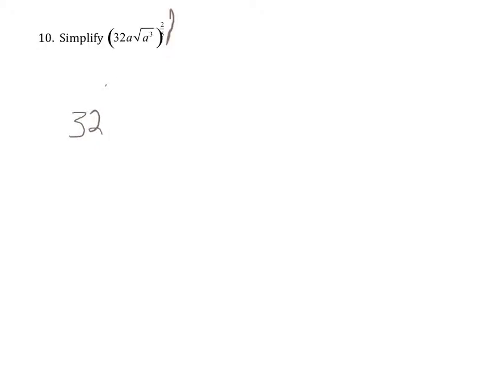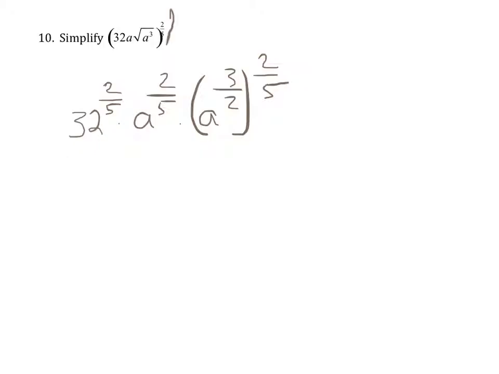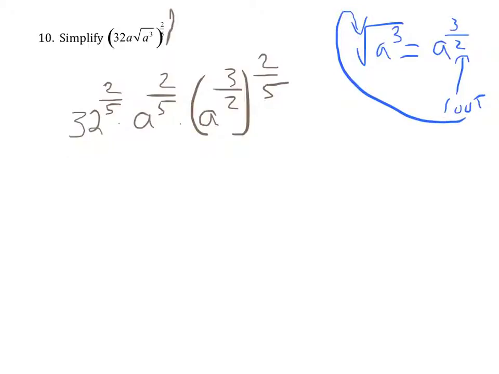So I have 32 to the 2/5 times a to the 2/5 times a to the 3 over 2 to the 2/5. You have to keep in mind here that the square root of a cubed is a to the 3 over 2. Remember, this 2 here is like the root in the ground. It's like the square root. There's an invisible 2 for the index.